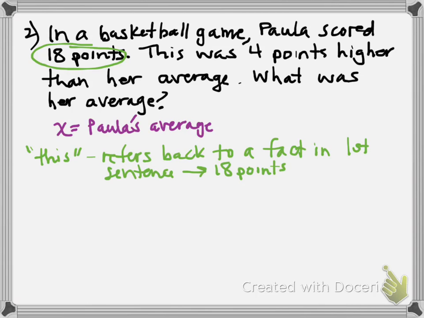So understand that a lot of these questions start with a this or that in the equation that we need to translate. All right, so the second sentence is the one we're going to translate because it's the one that compares that 18 points to her average. So what math does it tell us we're going to be doing in this problem? Addition. And what gives away it's addition? Higher than. So higher than tells us two things. It tells us plus. What else does it tell us?